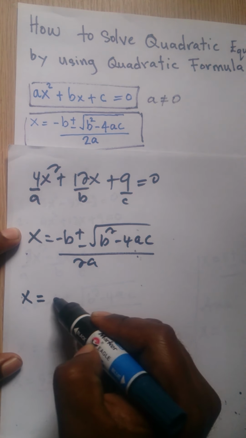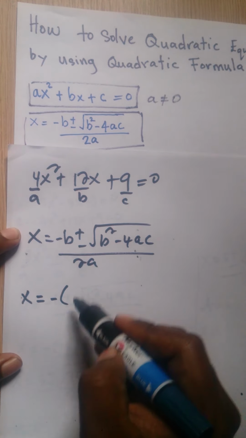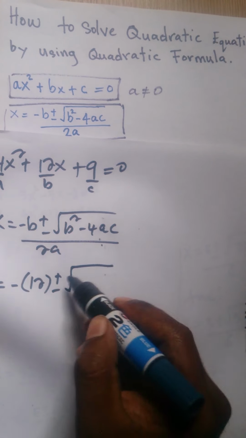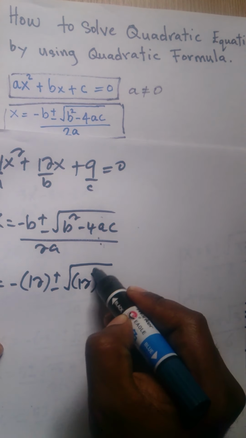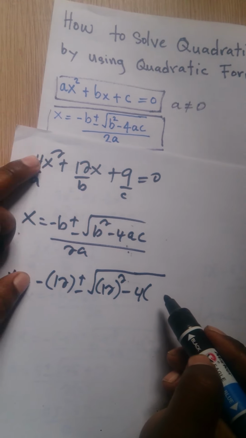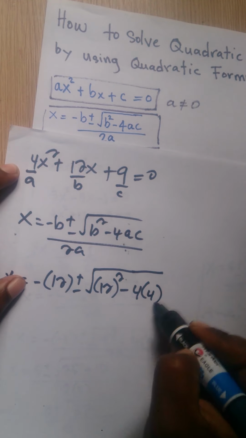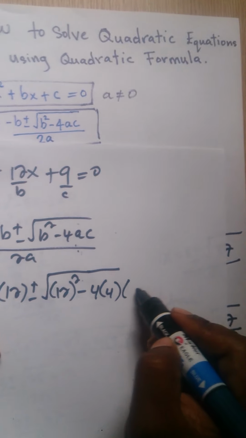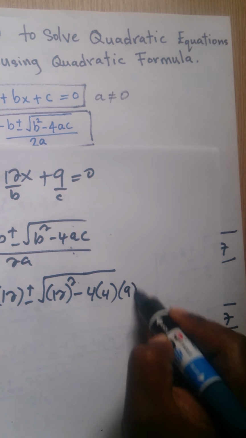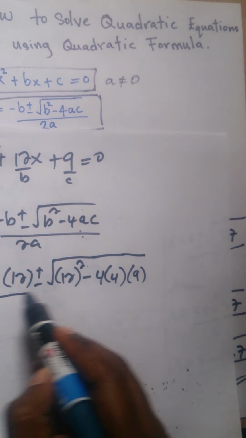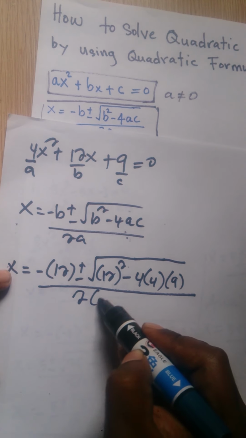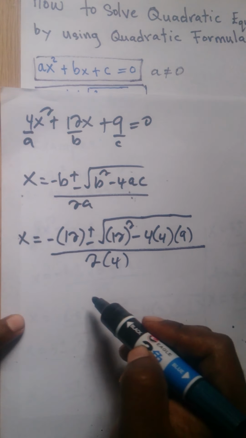So x equals minus b. Our b is 12, so it's minus 12 plus or minus the square root of b squared, 12 squared, minus 4. Our a is 4, and our c is 9, so it's 4ac, 4 times 9, all over 2 times a, which is 4. Okay, so let's solve it.